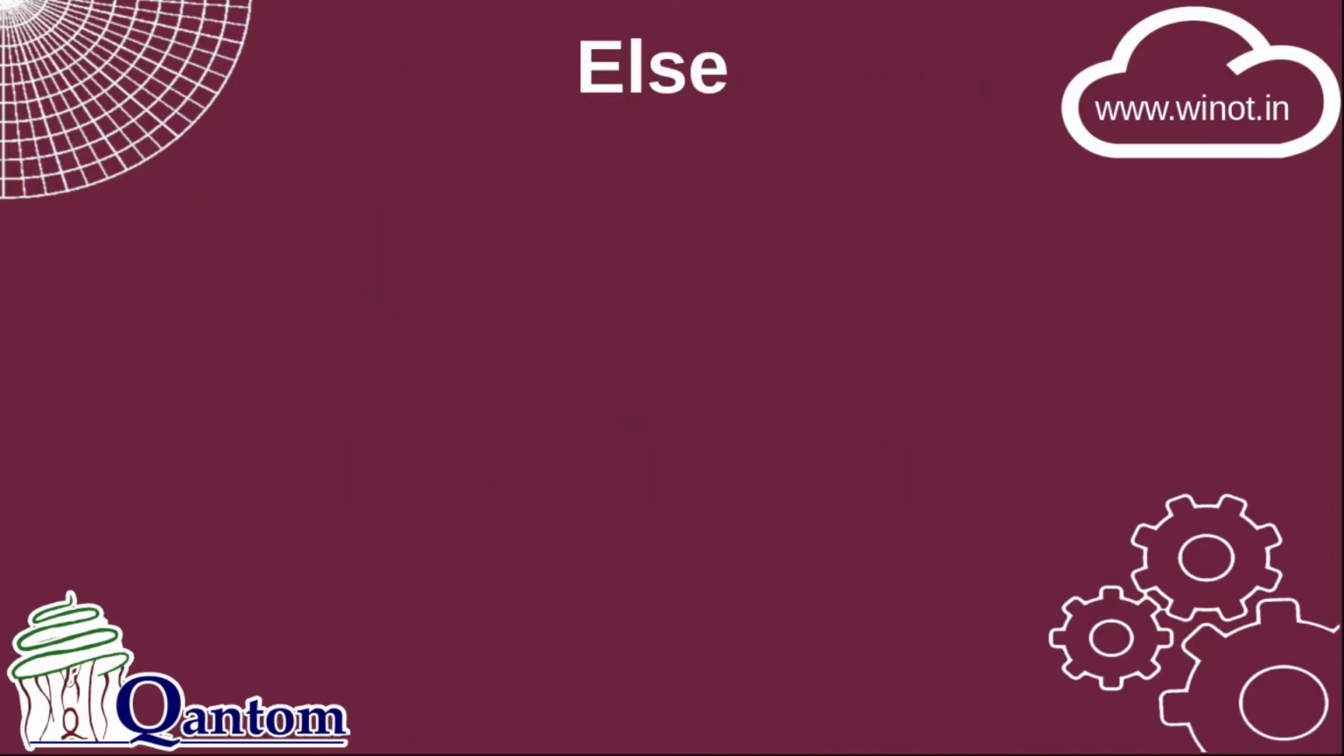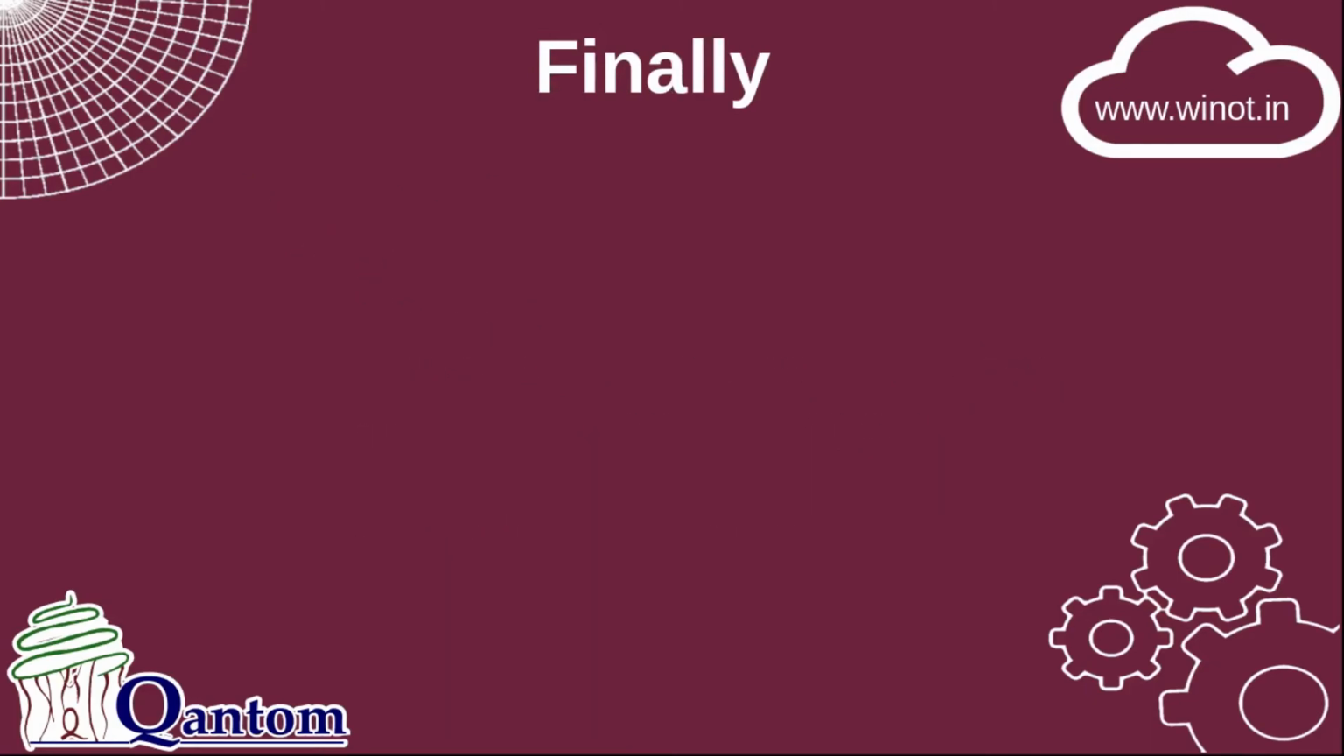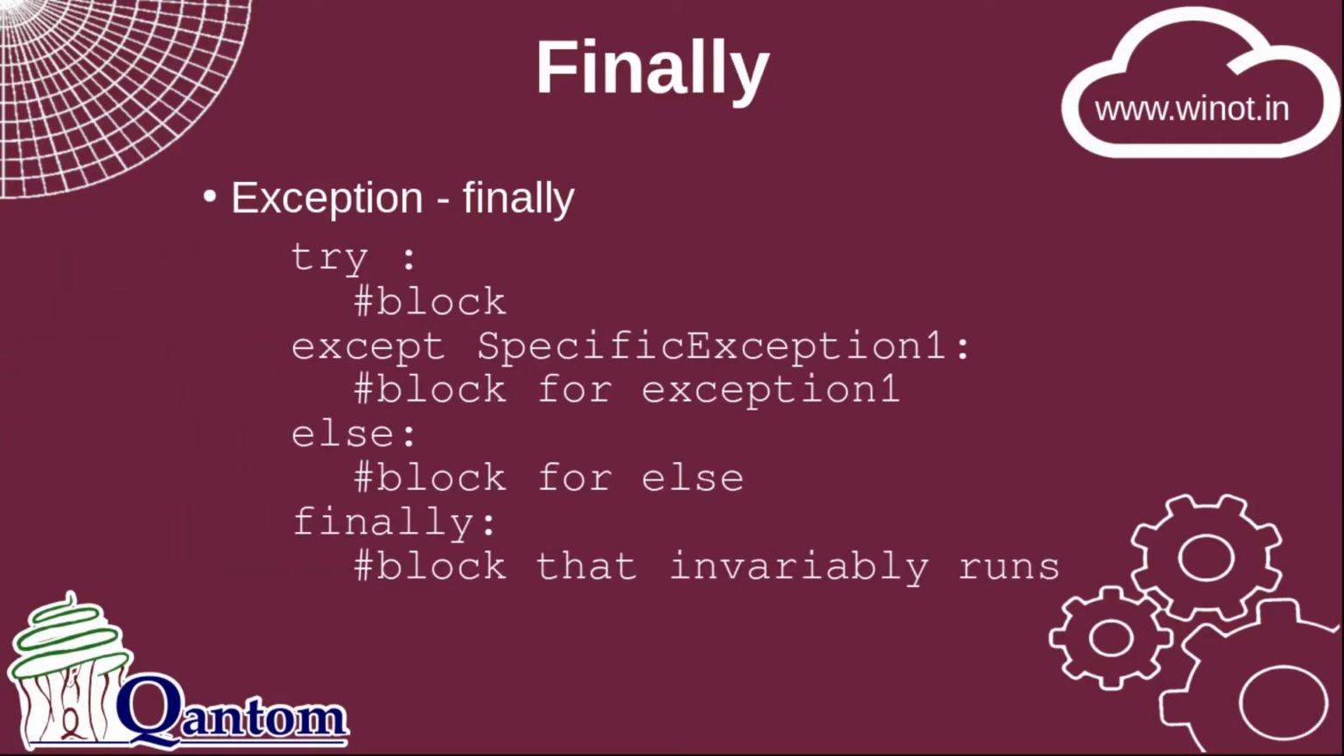In Python, just like an if statement, try statements can also have an else clause. In this case, if the exception occurs, then the code under the except block is executed. If the exception doesn't occur, then the code under the else block is executed. Python also supports the finally keyword for exceptions. The block under the finally keyword is executed in both cases, when an exception occurs and when an exception does not occur.